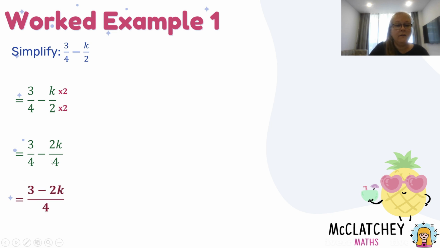So here, because these are both 4, I can make one fraction with a 4 as a denominator, and the numerators are joined together now and subtracted. Now, I can't simplify that any further, and the reason for that is that 3 and 2k are not like terms. So I'm simply going to leave that as 3 take away 2k over 4.